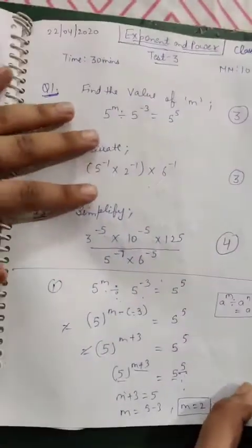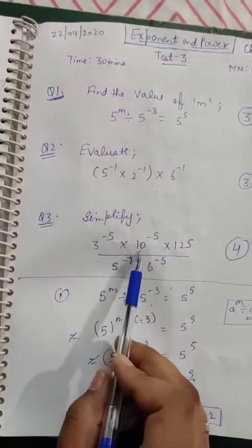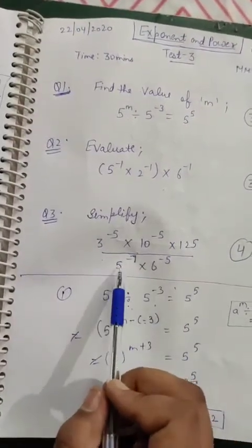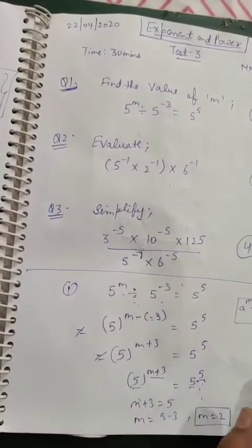This is the question. 3 raised to the power minus 5 multiply 10 raised to the power minus 5 multiply 125 divided by 5 raised to the power minus 7 and 6 raised to the power minus 5. So now let's solve this.